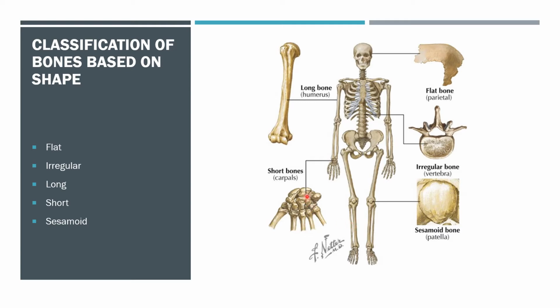Your short bones are of course short, and the carpal bones in your hands are an example. A sesamoid bone is a bone that's found within a ligament or within a tendon, and a classic example is the patella. And last but not least, irregular bones are basically bones that don't fit into any of the other categories, and they're irregularly shaped.